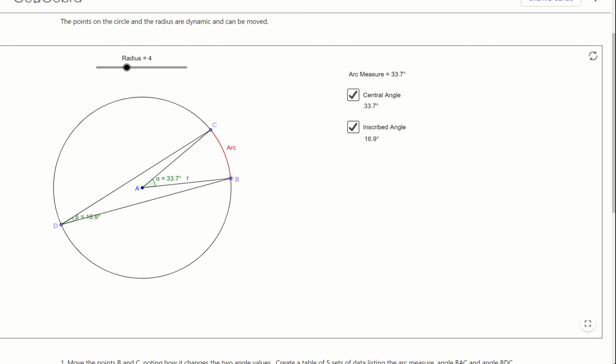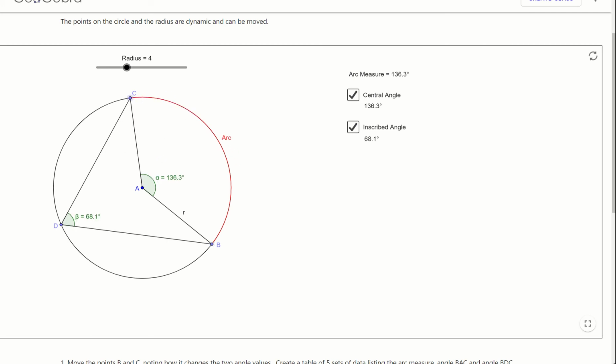Move that. All right, let's go ahead and compare some of these measures. I'll go a little bit bigger. So the arc is 78.1 degrees, and the inscribed angle, the one that goes all the way to the other edge of the circle and comes back, is 39.1. So I want you to take a second and think, how do these two numbers relate to one another? How can I get from 39.1 to 78.1, or vice versa?